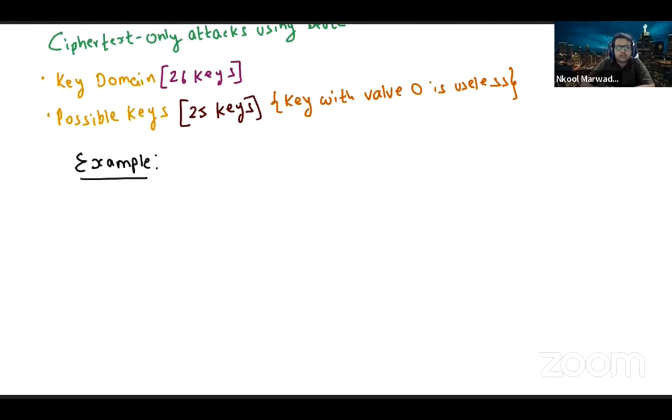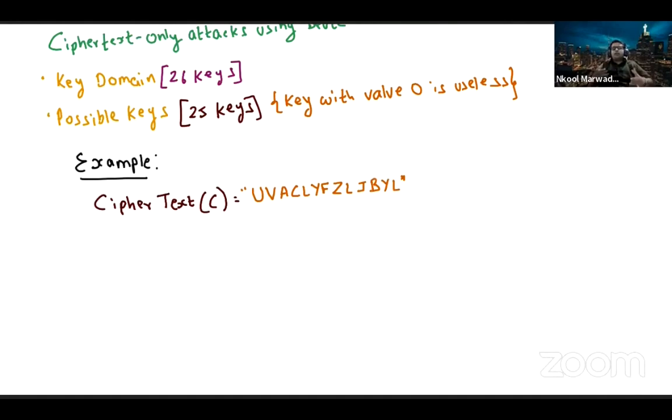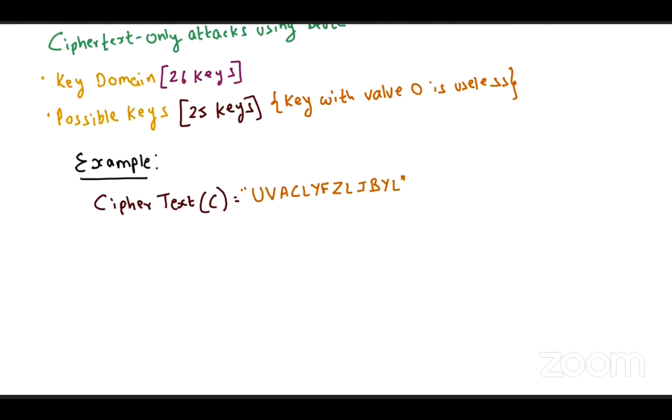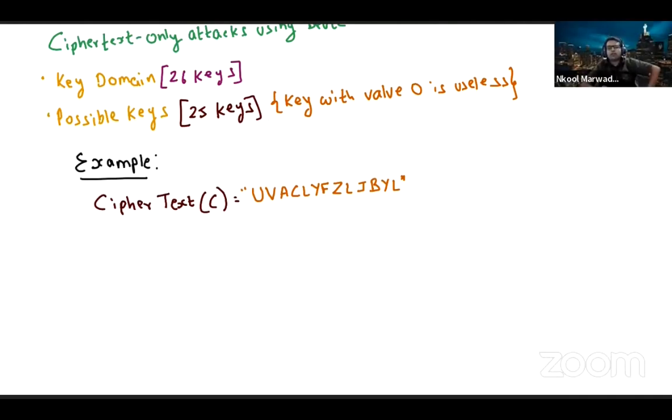Let us suppose the ciphertext C is U V A C L Y F Z L J B Y L. It is very weird, because ciphertext is always weird. Just imagine that we were able to steal a ciphertext from an insecure communication channel and found something like this. Now our goal is to break it, to decrypt this without knowing the key, because we only know the ciphertext. So we will apply the brute force technique, and let's see how we will do that.